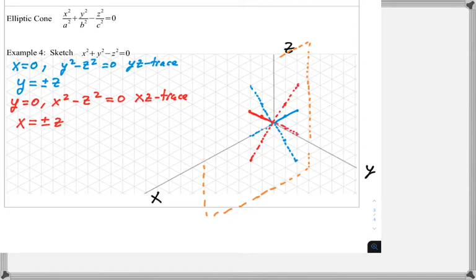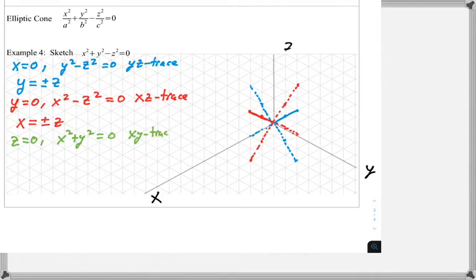So kind of have like an x there. So again, if z is 1, then x would be both negative 1 and positive 1. All right, and then z is equal to 0. We have x squared plus y squared is equal to 0 for the xy trace. Now that is only true at 0, 0, 0.